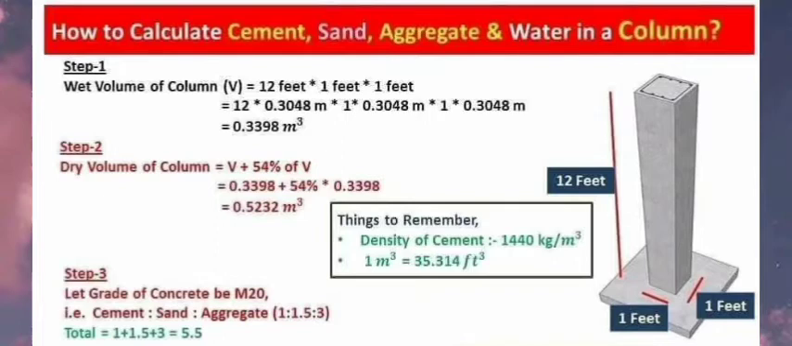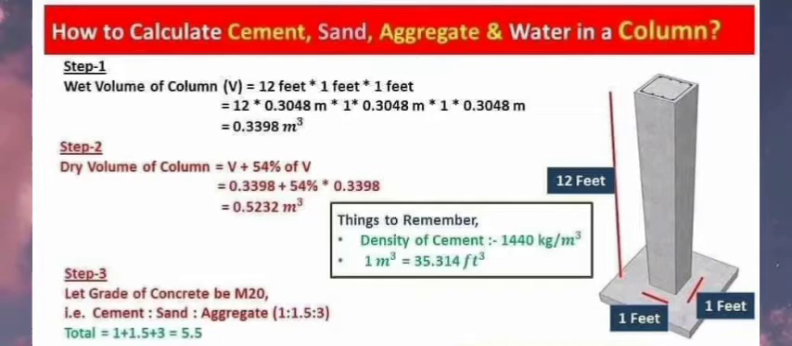Here the second step is where we need to calculate the dry volume of the column. Dry volume of column is nothing but wet volume plus 54% of the wet volume. So you substitute the wet volume, that is 0.3398 meter cube plus 54% of 0.3398 meter cube. So finally you will get the answer as 0.5232 meter cube.